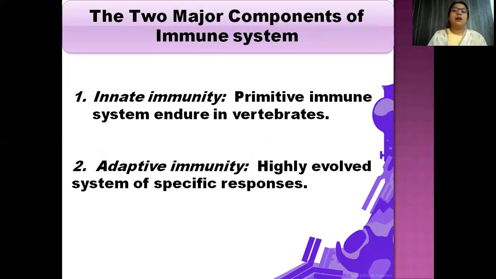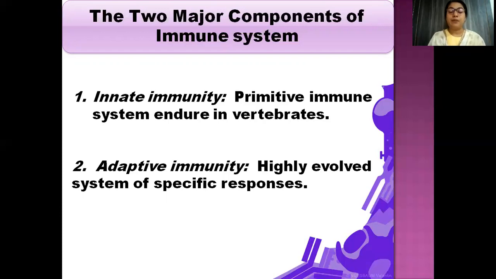Now, before going to innate immunity, we should know that there are two basic components of the immune system. The two basic components are innate immunity and adaptive immunity. Innate immunity, the word innate means by birth or inborn. That is, we are born with such kind of immunity. It is a primitive immune system that is present in all living organisms, whether vertebrates, invertebrates, or prokaryotes.